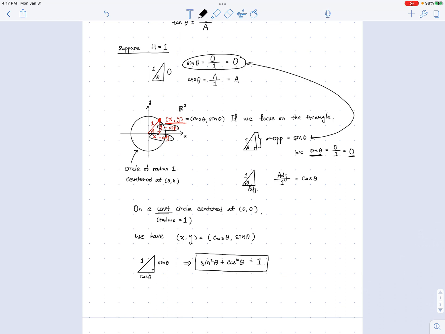Together with the Pythagorean theorem, we also know a very useful trig identity, that is sine squared plus cosine squared equal to 1. All right. So whenever you see sine squared plus cosine squared, as long as the input is the same, then you can always simplify this to 1. All right. So we'll stop here.